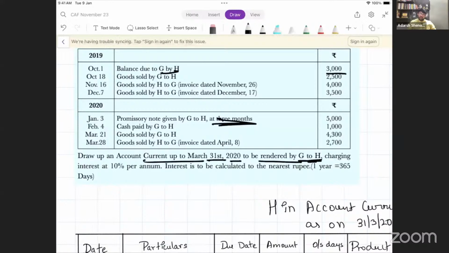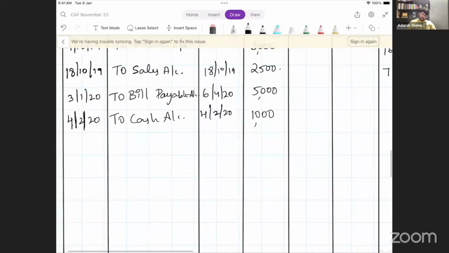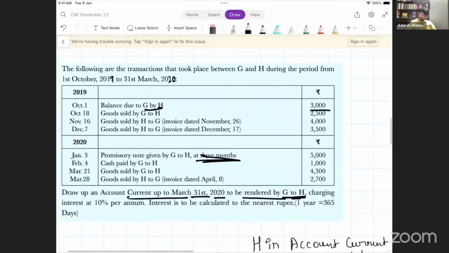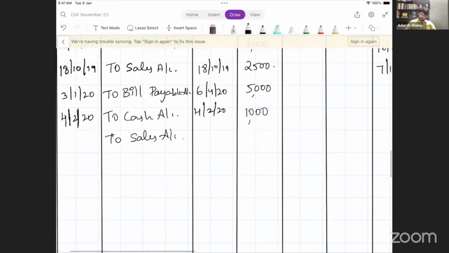Next, goods sold by G to H. We are selling goods to H. So it is H account debit to sales account. 4,300 on 21st March.